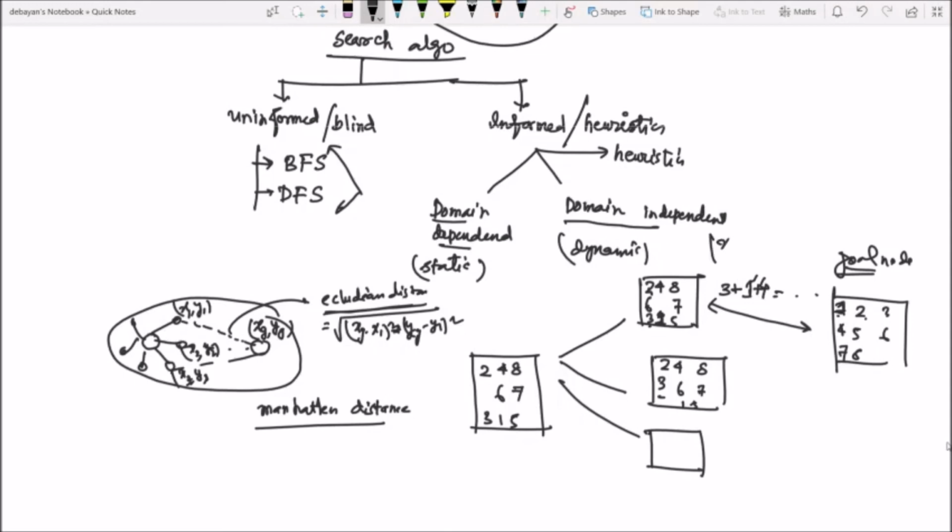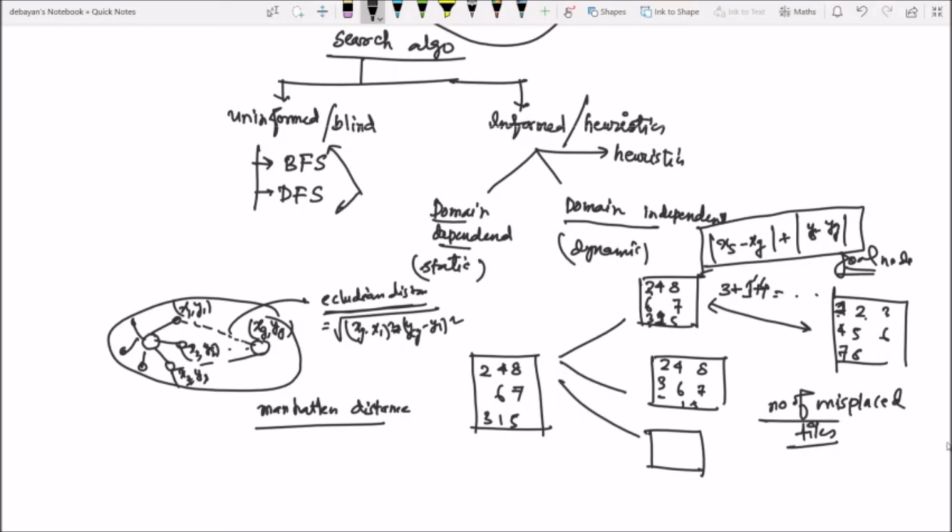Mathematically, we write it as the absolute difference of the x coordinates plus the absolute difference of the y coordinates. So this is nothing but the Manhattan distance. That means the number of misplaced tiles is the Manhattan distance, and you can say that is a heuristic.